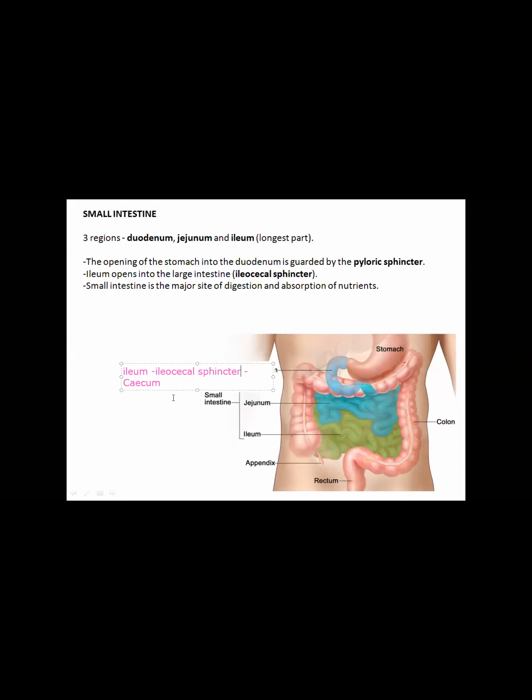These two sphincter muscles are present here in the small intestine. Okay? Now the food that is present in the small intestine, after the action of pepsin enzyme on the food, is now known as chyme.